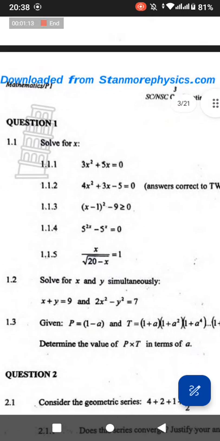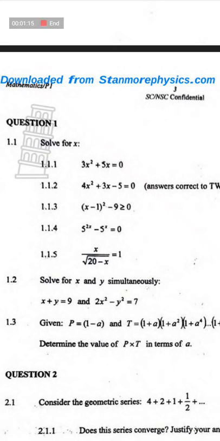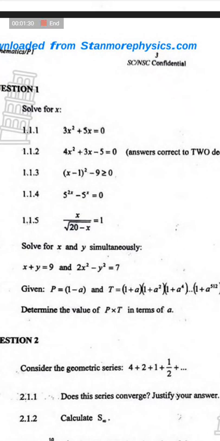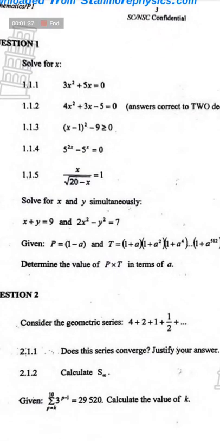Number 4, I can see a common factor of 5 to the power of x. So I'll take 5 to the power of x out as a common factor, and in a bracket I'll be left with 5 to the power x minus 1, all equals to 0. Now I'm very interested in the first part of the answer, 5 to the power x equals 0, because that doesn't exist, so that'll probably be no solution. So I'll quickly check that out.